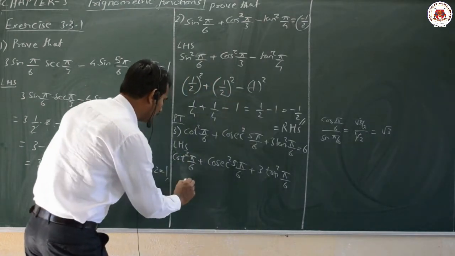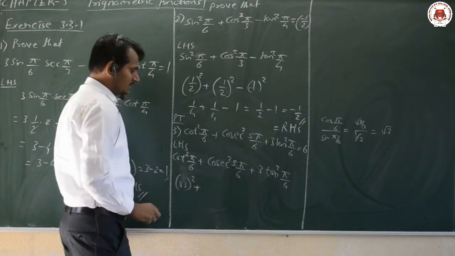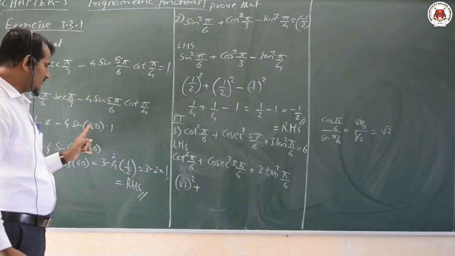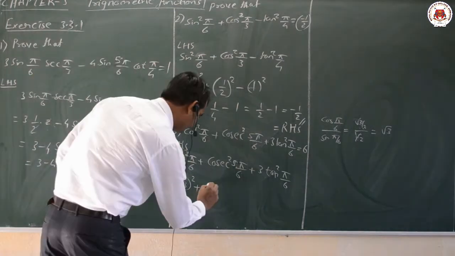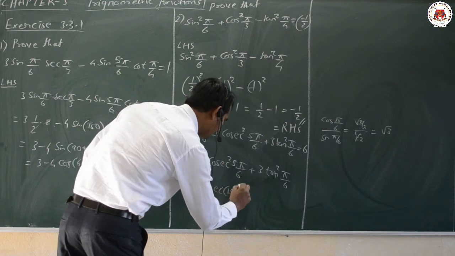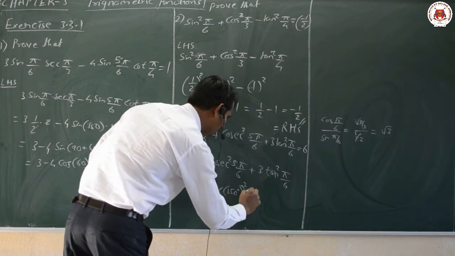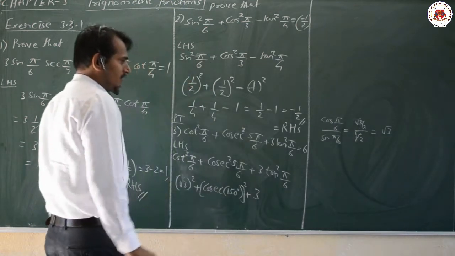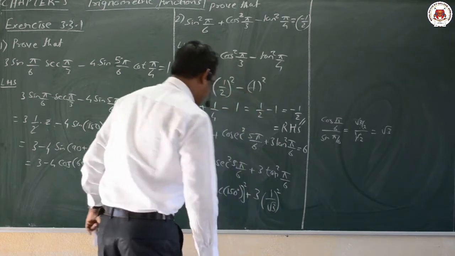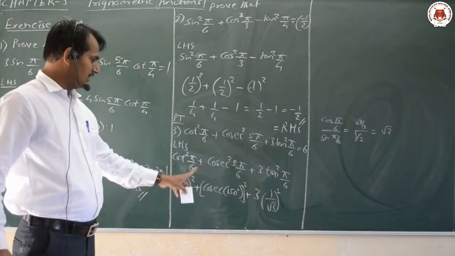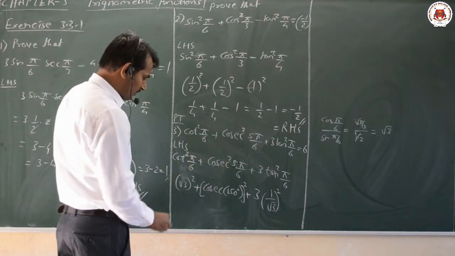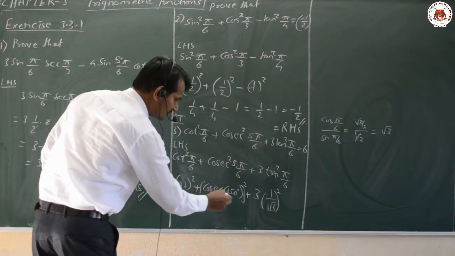What do we get here? Root 3 whole square, plus here 5 pi by 6. As earlier, 5 pi by 6 means the value will be 150 degrees. That is nothing but cosecant of 150 degrees whole square, plus 3 tan square of pi by 6. That means 1 by root 3 whole square. So cot pi by 6 is root 3, and tan means 1 by cot. Now I will find out the values. Root 3 square means 3, plus cosecant of 150.